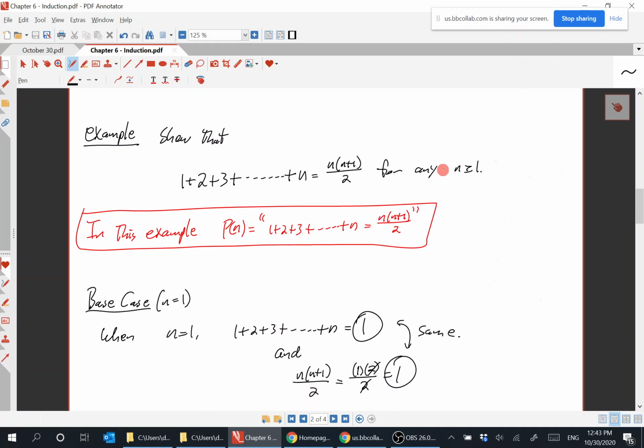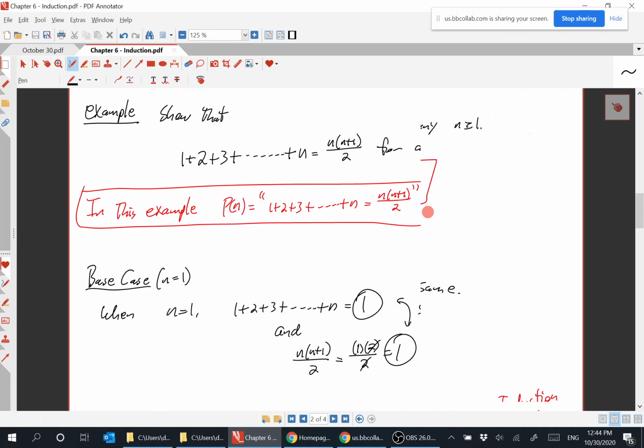So the base case is P of 1. The question is, what does this look like for n equal to 1? Well, 1 plus 2 plus 3 up to n, the sum of the consecutive integers from 1 to n, when n is equal to 1, that's just 1. And this thing, n times n plus 1 over 2, with n equal to 1, is 1 times 2 over 2, which is 1. And oh, they're the same.